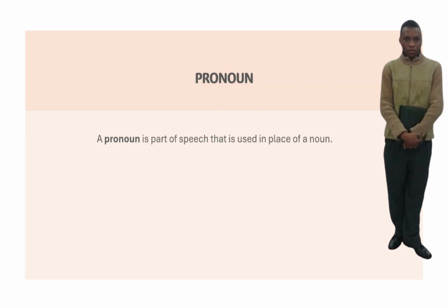A pronoun is a part of speech that is used in place of a noun. Let's say we're talking about Amy. Amy is what? A female name. So, instead of saying Amy, I can use she. Instead of saying Kevin, I can say he or him. For Amy, I can say she or her, herself. So we have different ways of using the pronoun, le pronom, in case you speak French.